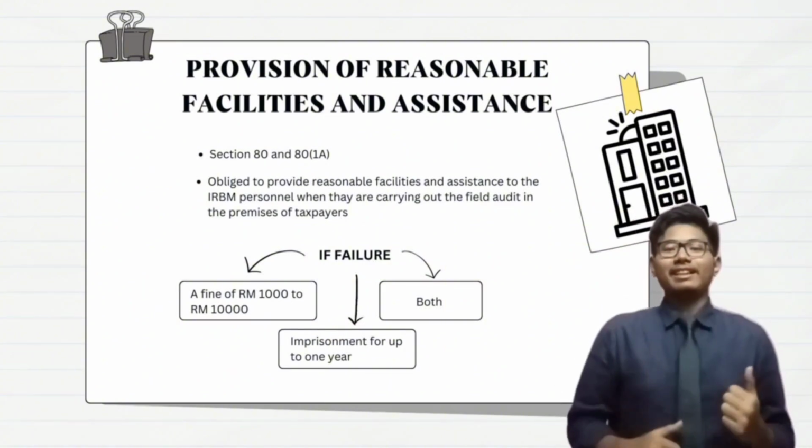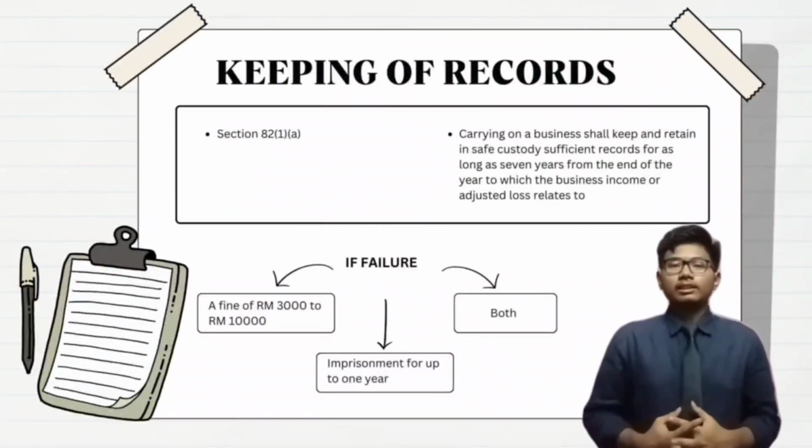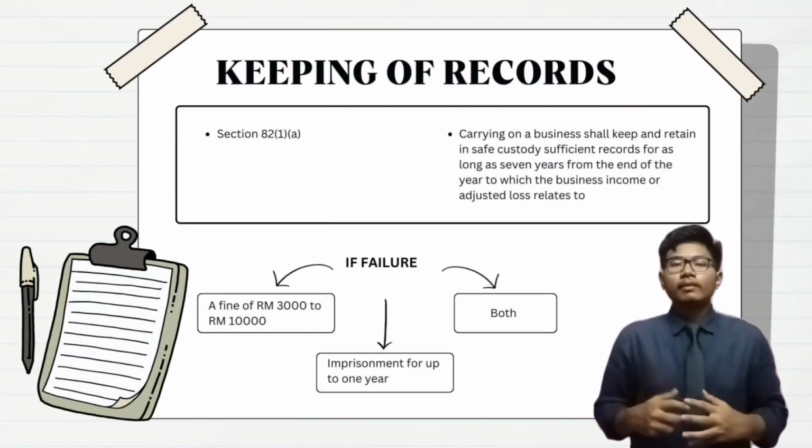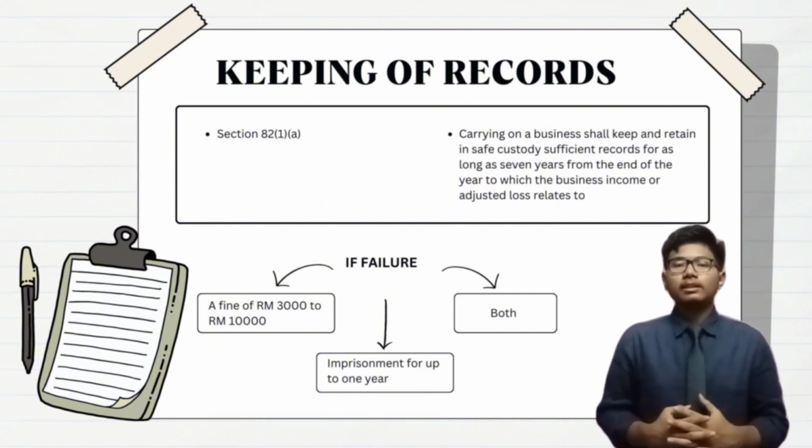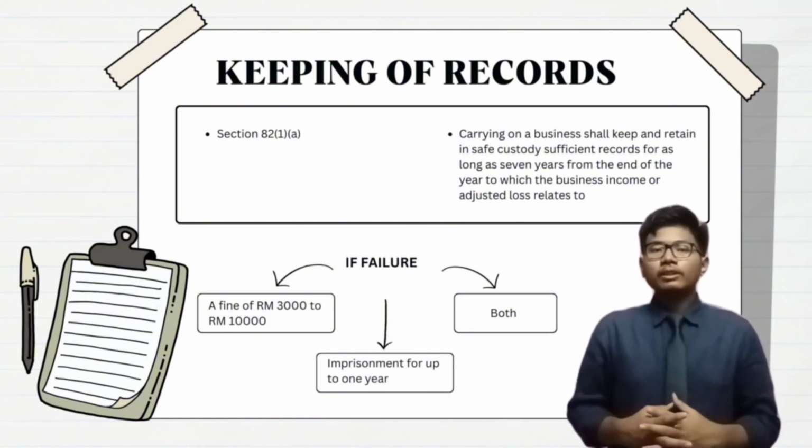We go to the next slide. Keeping of records is under Section 82(1)(a). Every taxpayer carrying on a business should keep and retain in safe custody sufficient records for as long as 7 years from the end of the year to which the business income or adjusted loss relates. So it will be held for tax documentation that can avoid penalty or interest charge. If the taxpayer fails to do so, they will be liable to a fine of RM3,000 to RM10,000 or imprisonment for up to 1 year or both.